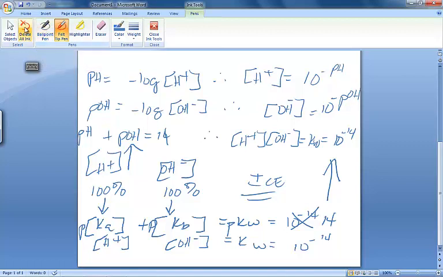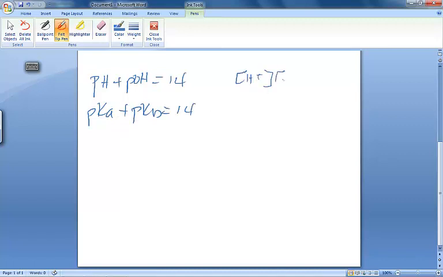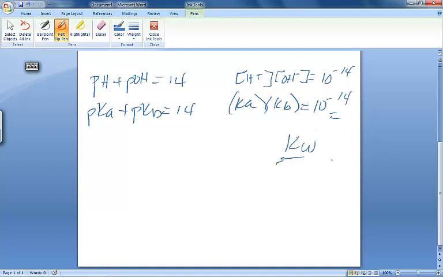So last little bit, pH plus pOH is equal to 14, just as pKa plus pKb is equal to 14, just as H plus times OH minus is equal to 10 to the negative 14, then Ka, which represents H plus, times Kb, which is a representation of OH minus concentration, should also give you 10 to the negative 14, which is of course Kw.